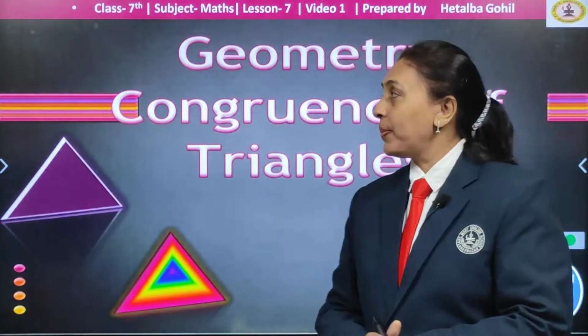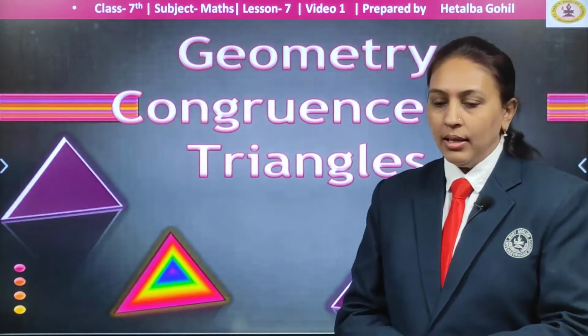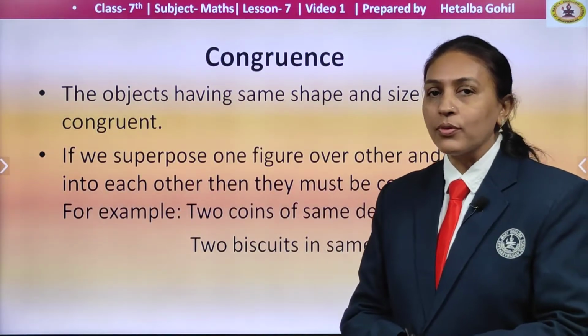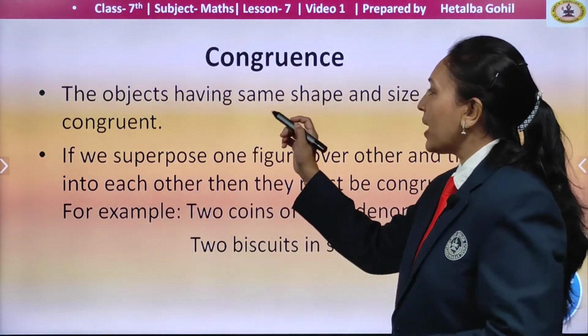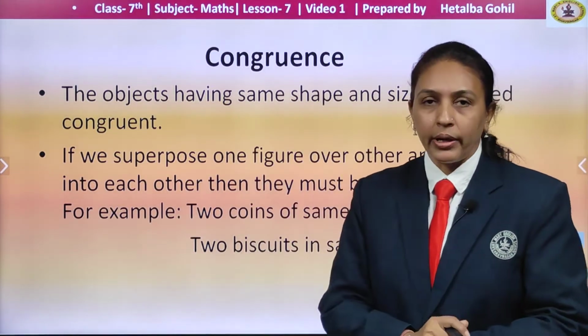Today we will start chapter 7, that is geometry, congruence of triangle. Before moving ahead with the chapter, let us understand the meaning of congruence. The objects having same shape and size are congruent.